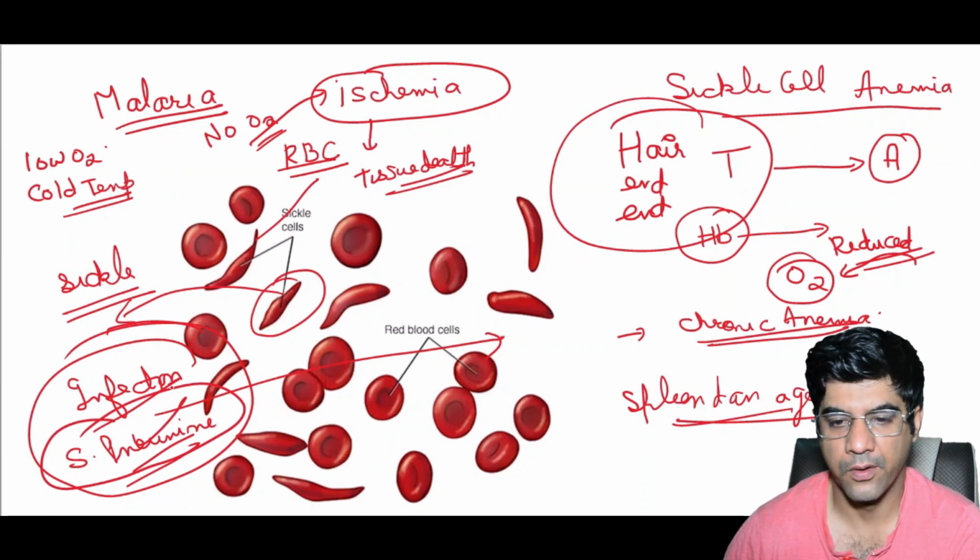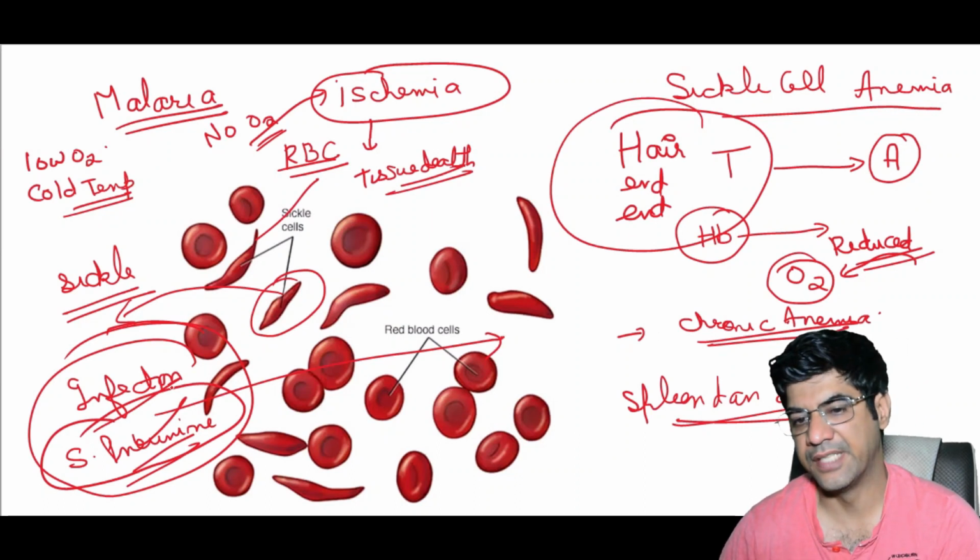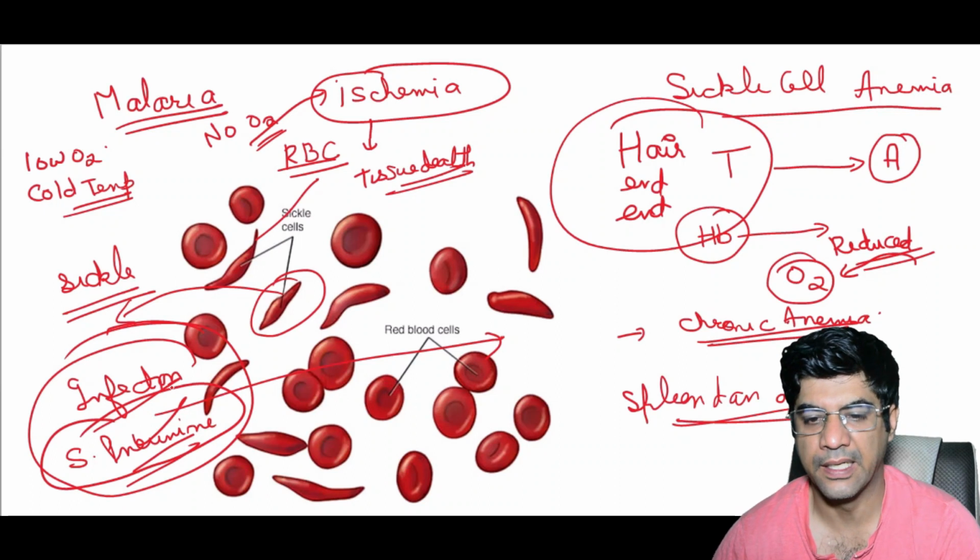Apart from that, hydroxyurea can be given, that is used in adults with severe sickle cell anemia to increase the production of fetal hemoglobin.